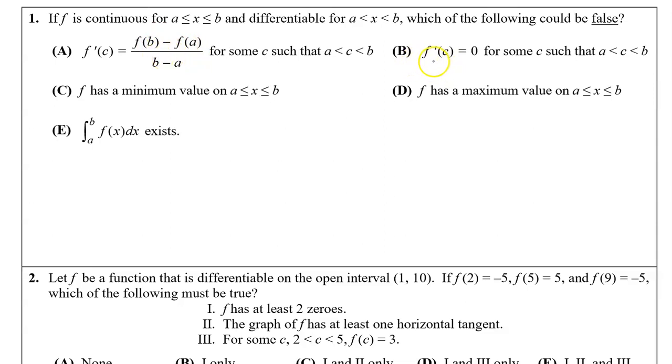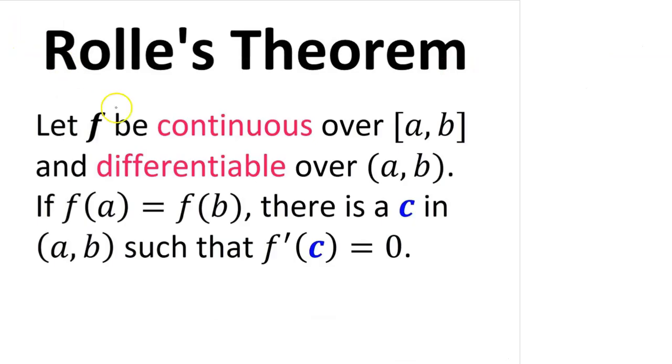Moving on to option B, f prime at c is equal to 0 for some value of c. Well, that reminds me of Rolle's theorem, so let's take a look at that. For Rolle's theorem to apply, f has to be continuous and differentiable, which we are given. But in addition to that, f at a has to equal f at b.